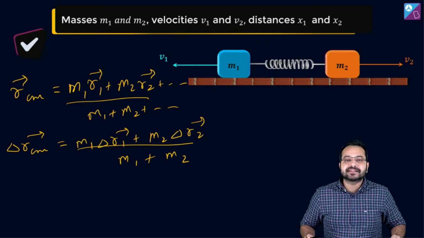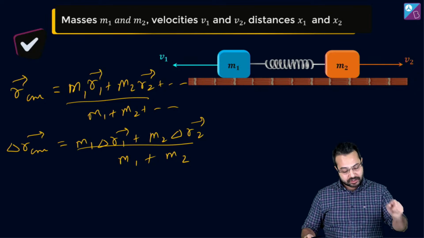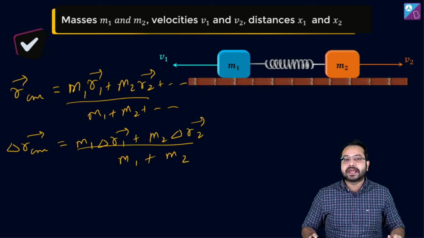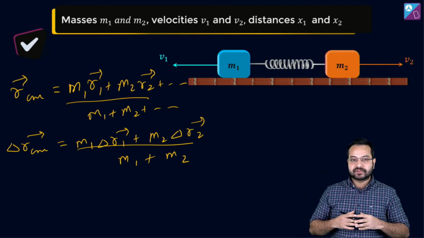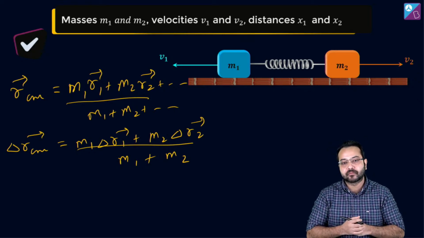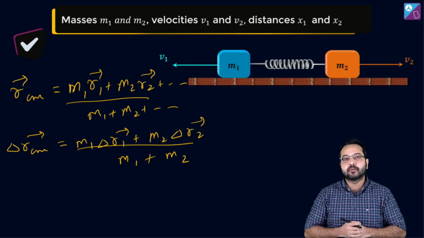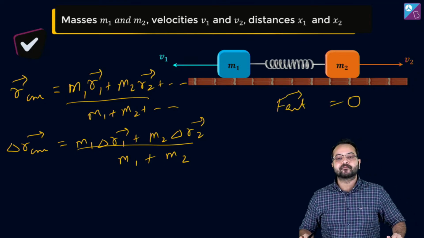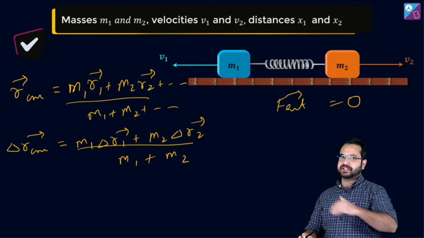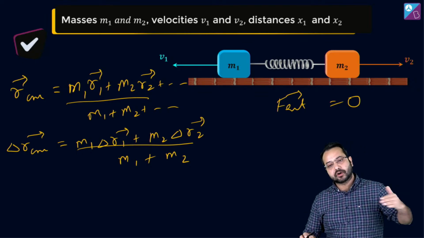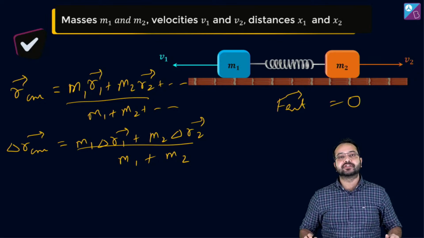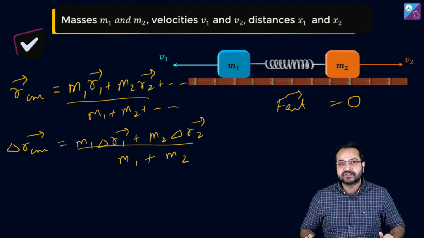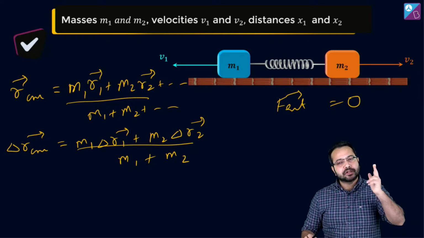Now what is delta r_cm? Delta r_cm is the displacement of the center of mass, equal to (m1 delta r1 + m2 delta r2) divided by (m1 + m2). Now we bring in the concept of conservation of linear momentum. When can we conserve linear momentum? We can conserve linear momentum when the external force on the system is 0. We can also conserve linear momentum in components. For example, if the net external force in the horizontal direction is 0, we can conserve linear momentum in the horizontal direction. If the net external force is 0 in the vertical direction, then we can conserve linear momentum in the vertical direction.